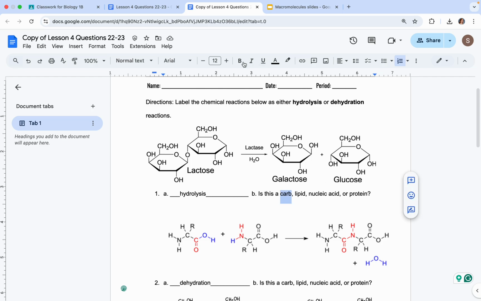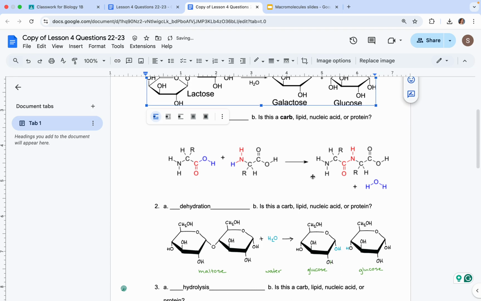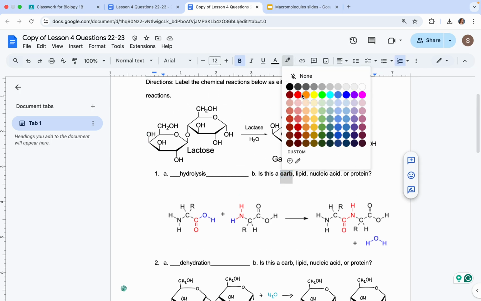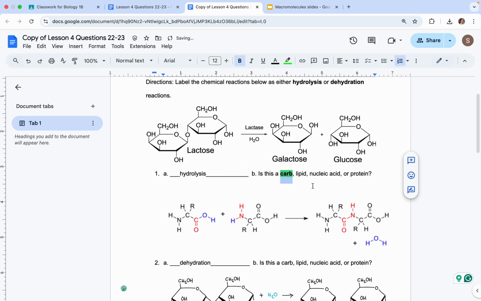So I'm just going to highlight. It's a carb. All right, let's scroll down. Hold on, I'm going to make this more obvious. I'm going to highlight it. Okay.